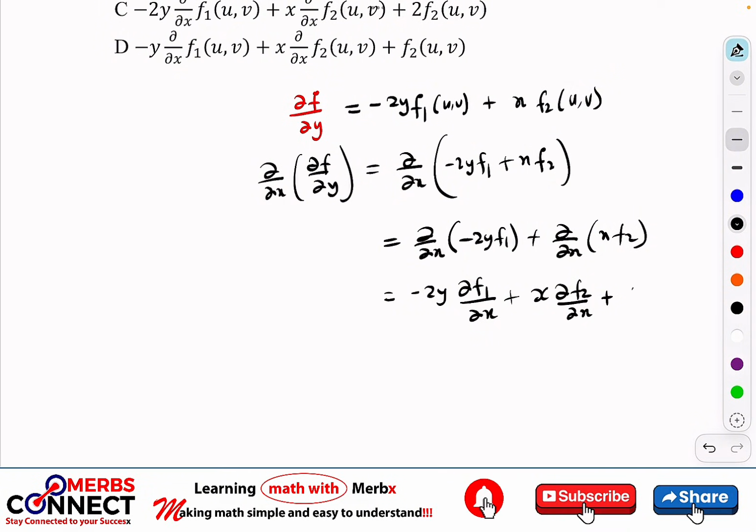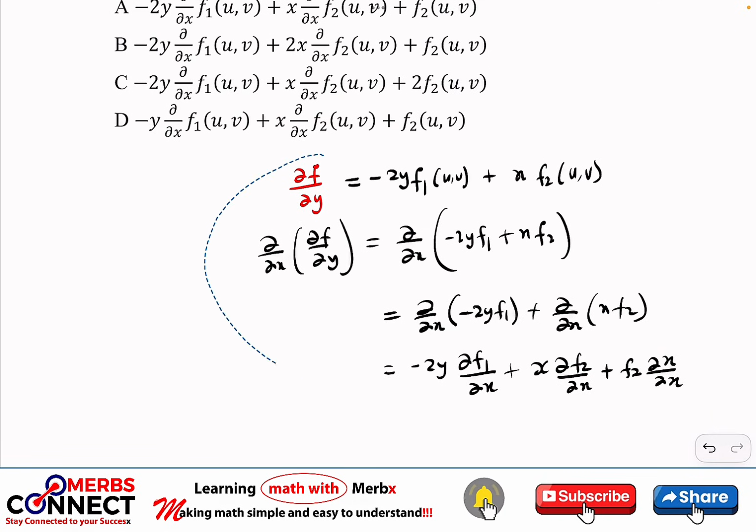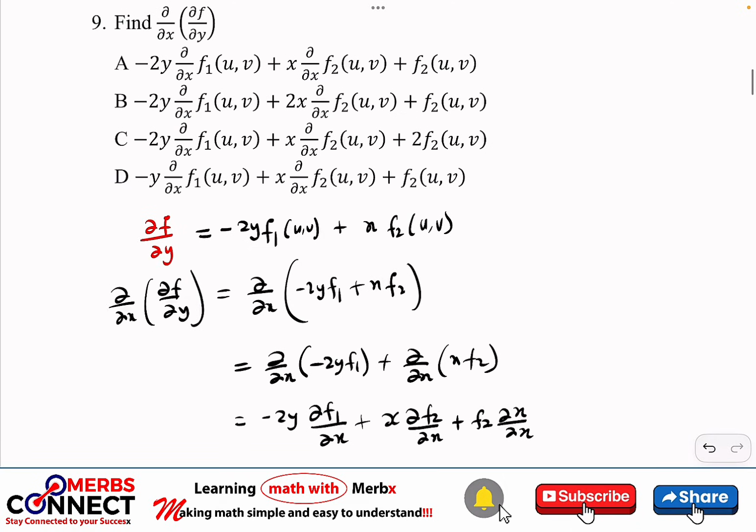Plus now I will maintain f2 and differentiate x. Quite interesting, right? Of course. I hope you're enjoying it. Okay. So now what are we going to do? Let's check if we have the results there.